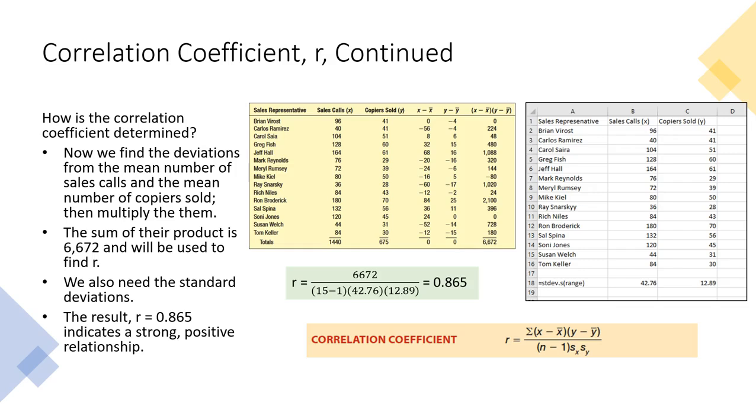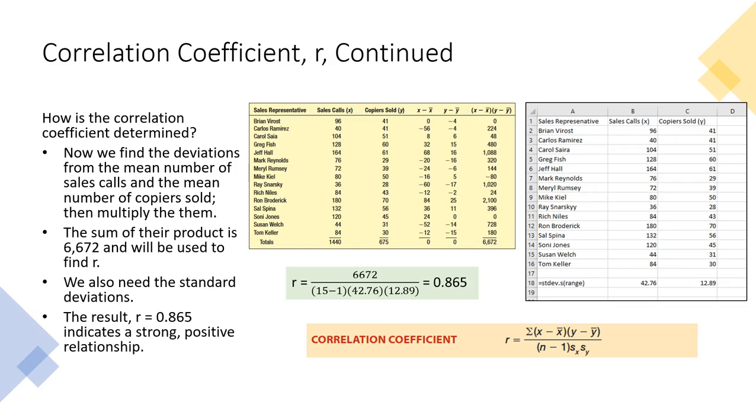The correlation coefficient is designated by the letter r and is found using the equation: the sum of our individual x observations minus the mean of our x observations, multiplied by our individual y observations minus the mean of our y observations, divided by our number of observations minus 1 times the standard deviation of my x values and the standard deviation of my y variables.